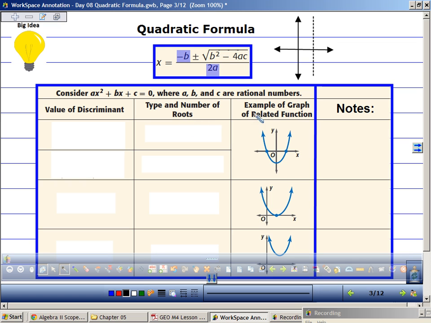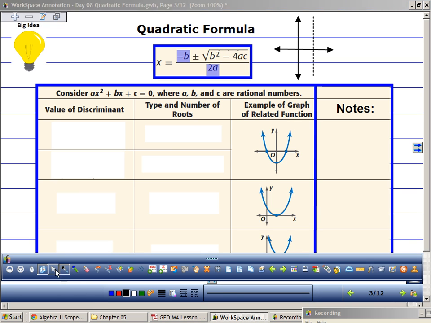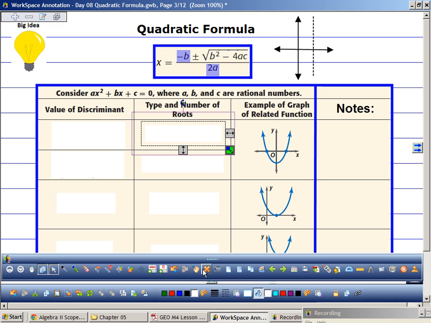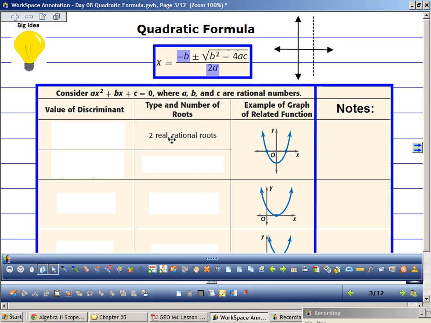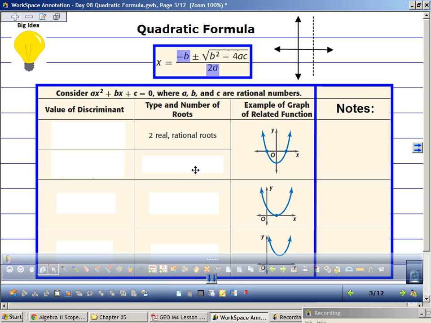So here's an example of a related function. Here's a function, how many roots does this one have? 2. So 2 roots. 2 real rational roots. What does it mean to be 2 real rational roots? How would I get 2 real rational roots?